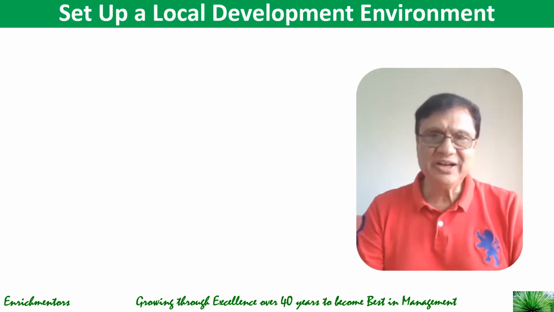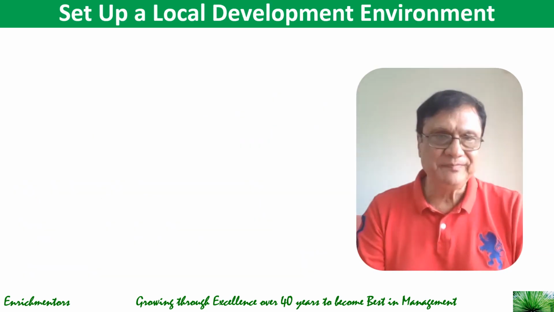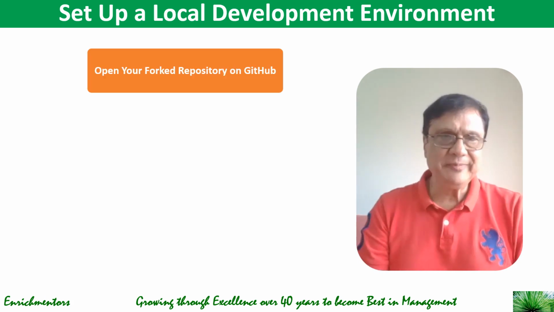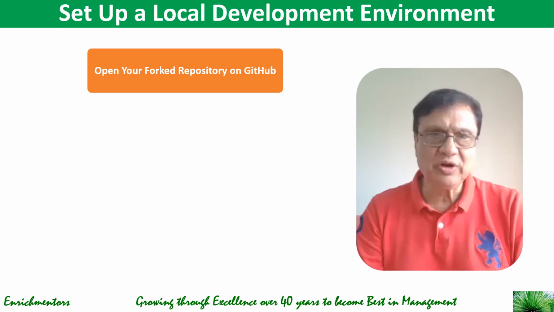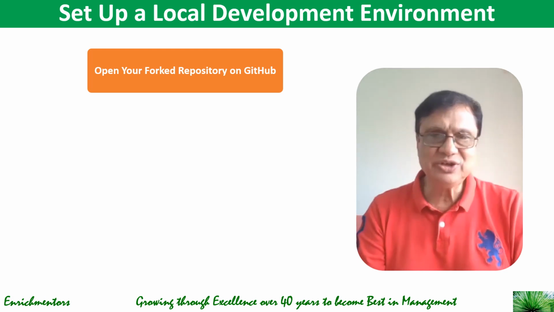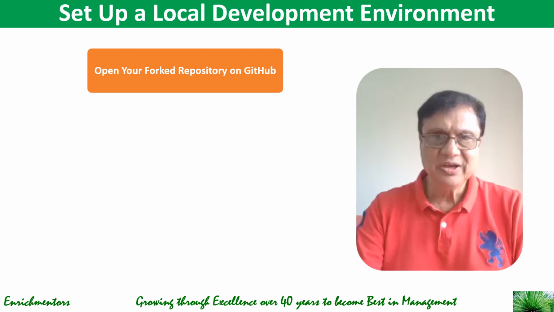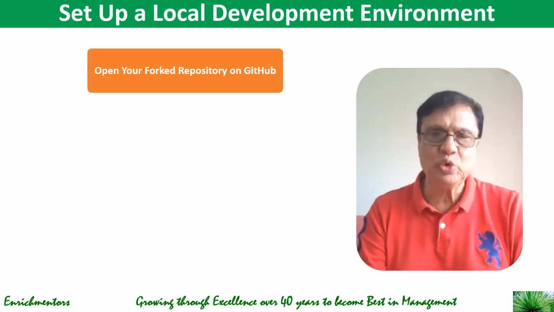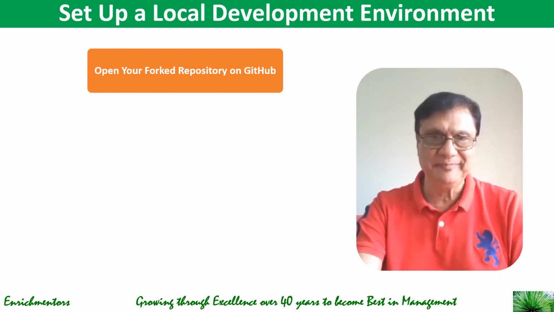Then you need to set up your local development environment. How you do that is you start by cloning your forked repository to your local machine and setting up a development environment for the project. For that you start with opening the forked repository on GitHub. You go to your GitHub account, open the repository you want to clone, and this is the repository you forked from the original open source project.